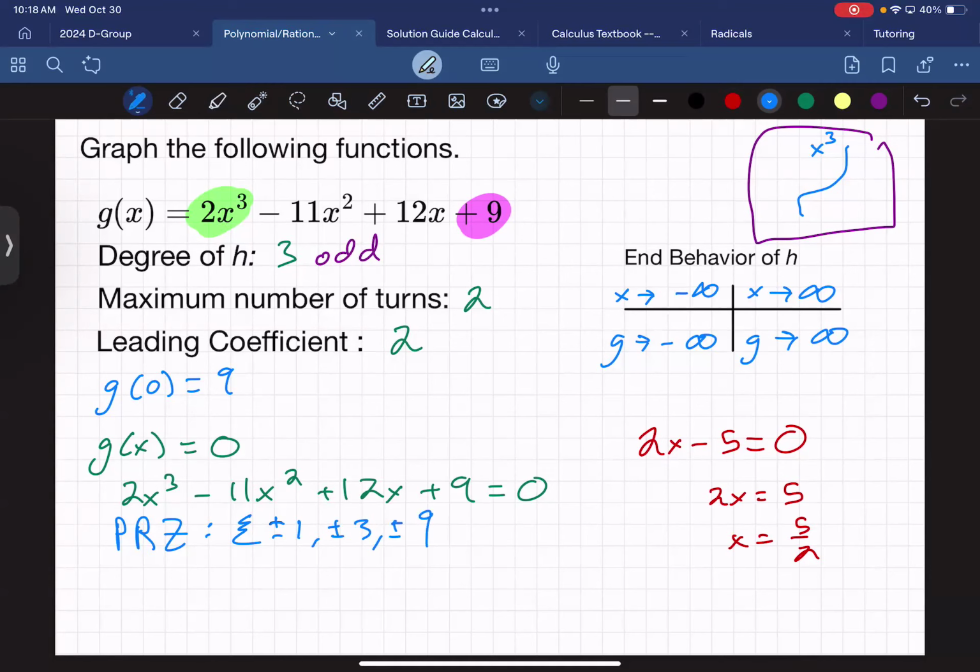Right? That'll give me the possible integers that could work. However, we don't want to forget the 2, right? So what do I need to do to all these? Well, I need to take each of them and say, hey, all of these could also be over the 2. Does that mean we're going to use the fractions?